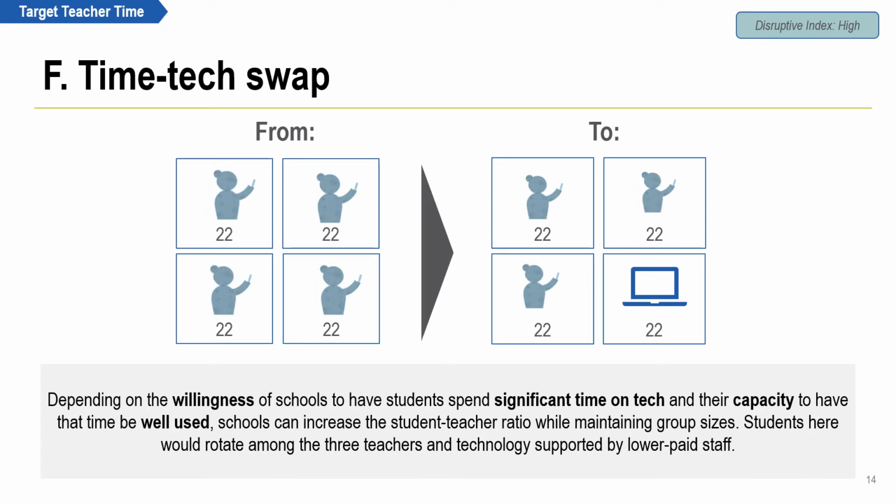As students and teachers have developed more comfort with remote learning, it may be even more feasible to implement a time tech swap, moving from 4 sections taught by a certified teacher to 3 sections with a certified teacher and 1 technology rotation that could be staffed by a para or teaching assistant. Depending on the willingness of schools to have students spend significant time on technology and their capacity to have that time be used well, schools can increase the student-teacher ratio while maintaining group sizes.